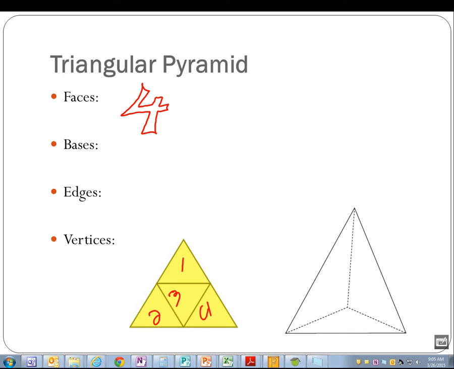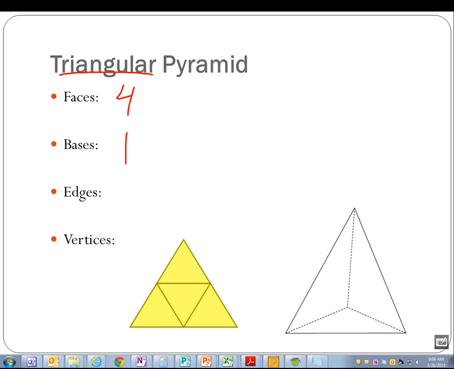Then we have bases. There's only 1 base. There's only 1 base, and what is the shape of that base? Yeah, it's a triangle. Because it's a triangular prism, so that's going to be the base of it. Yeah, or pyramid, pyramid. Then we have some edges.